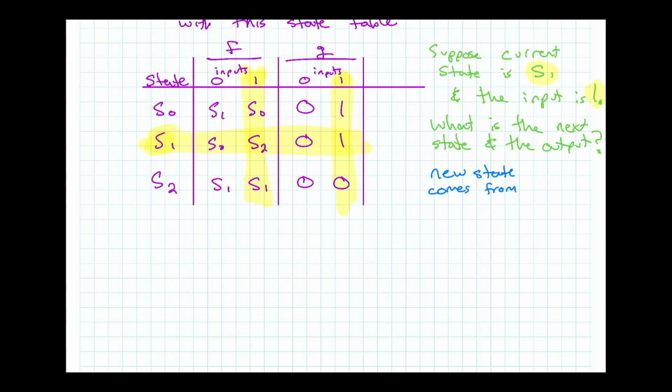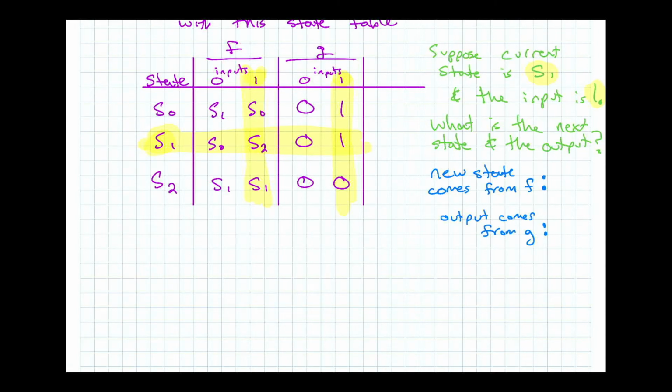Sorry, the next state comes from F. I don't know why I said G there. And the output comes from G. And so you just read those from the graph as follows. Your current state is S1 because I said so. Your current input is 1 because I said so here. So you just go to the intersection of those two and you're here. You see S2. That's the function f.